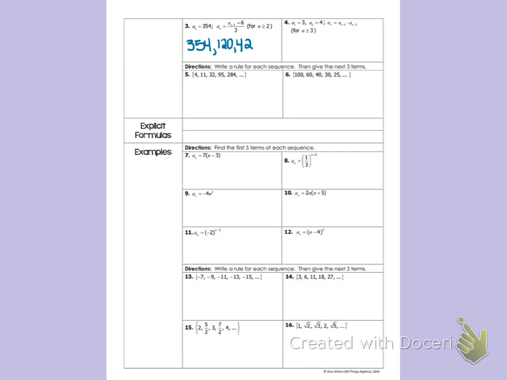The next one would take 42 and add 6, which is 48, and then divide by 3, which is 16. And now we've got 4 terms. We need one more to satisfy the directions.